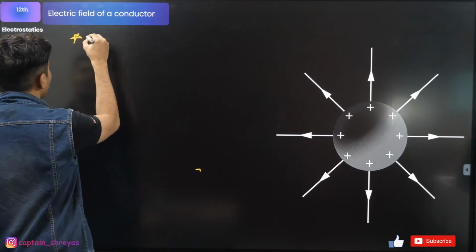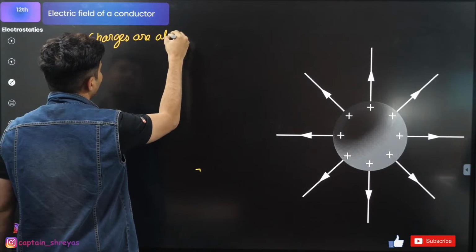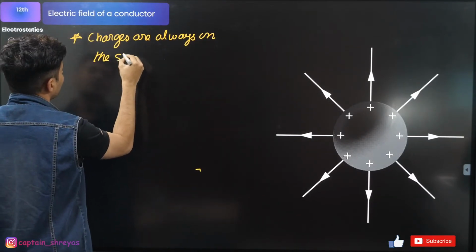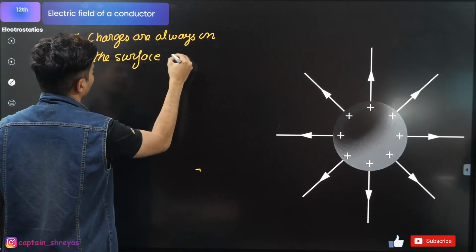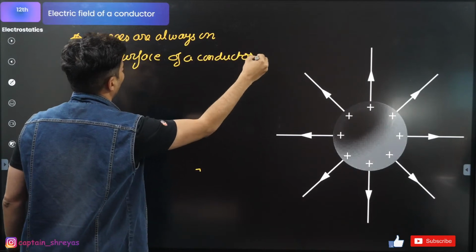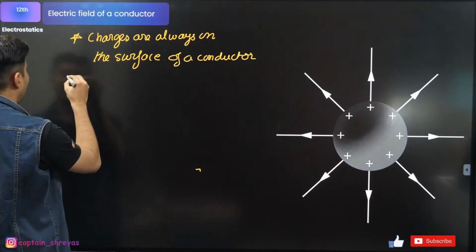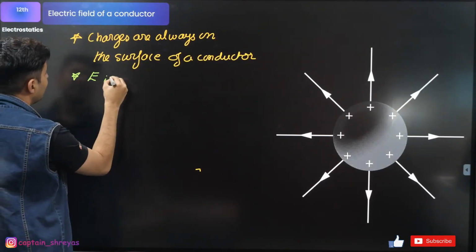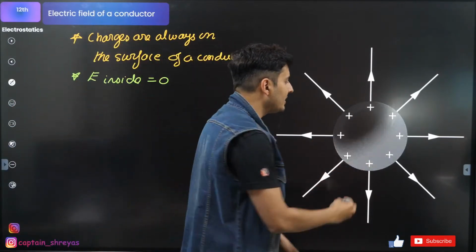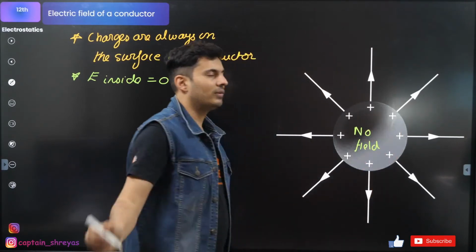So you will see that the charges are always on the surface of a conductor. Very, very crucial point. Never inside. That also means that the electric field inside a conductor is always going to be zero. There is no field inside. There is never going to be a field inside the solid part of a conductor.